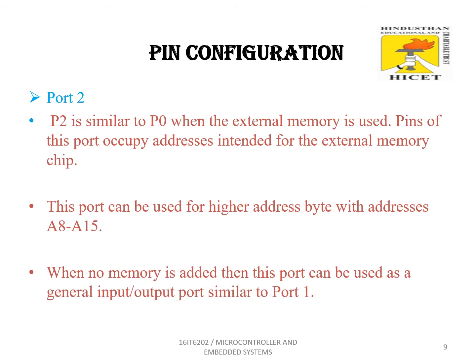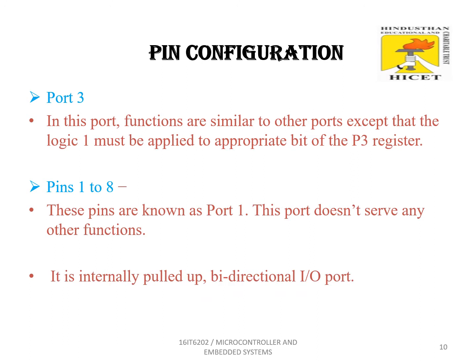Coming to port 2, it is similar to port 0. When the external memory is used, pins of this port occupy addresses intended for the external memory chips. This port can be used for higher address bytes with addresses A8 to A15. When no memory is added, then this port can be used as a general input-output port, similar to port 1. Next port is port 3. In this port, the functions are similar to other ports, except that logic 1 must be applied to the appropriate bit of the P3 register.